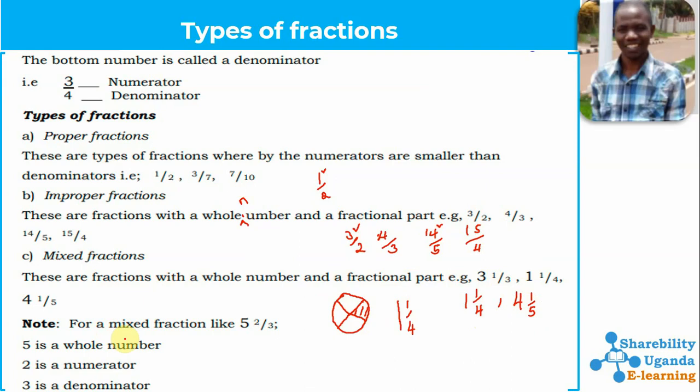So we have a note here. They are saying for a mixed fraction like this, our 5 is going to be the whole number. Like I've explained here, our 5 is going to be the whole number. Then our 2 is going to be the numerator. Then our 3 is going to be the denominator.